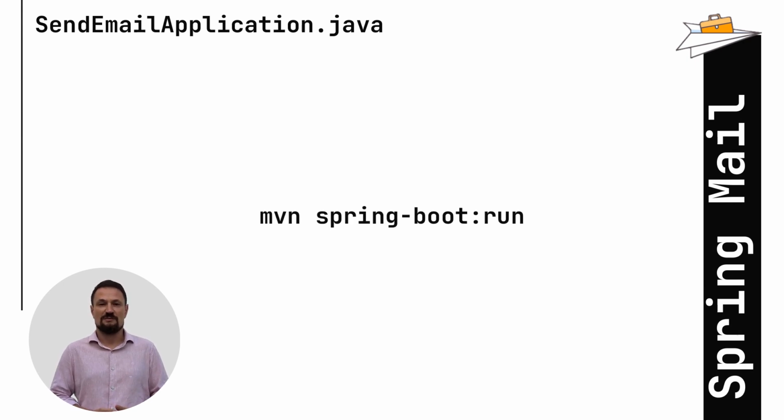Just run the command mvn spring-boot:run, and boom, your Java Spring Boot app is now sending emails via Uni1. Clean, easy, and production ready.